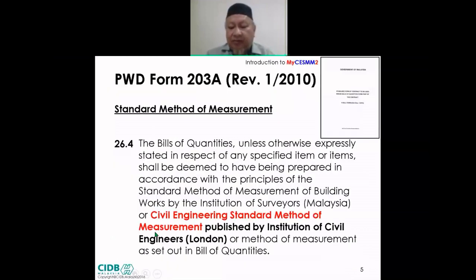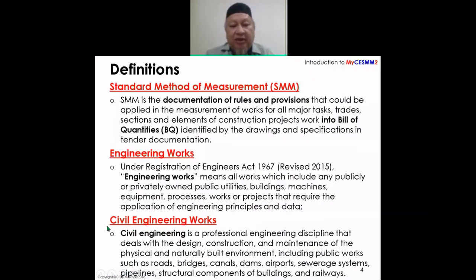Next, what is civil engineering works? Civil engineering works is generally construction and maintenance, including public works such as road, bridges, canal, dams, airport, tourist system, pipeline, structural component of building, railways, and so on. Generally, civil engineering work is a non-dwelling unit. So you can imagine a bridge, nobody lives on the bridge. Maybe somebody lives under it. But generally, it is a non-dwelling unit. So it is infrastructure work, or sometimes you call it external works.